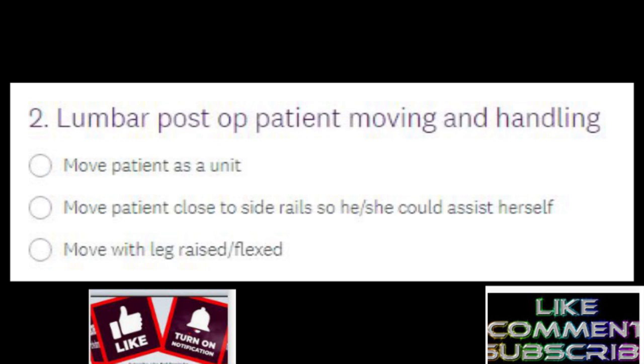Lumbar post-op patient moving and handling. Option A, move patient as a unit. Option B, move patient close to side rails so he or she could assist herself. And option C, move with leg raised or flexed position. So lumbar post-op patient moving and handling is going to be: move patient as a unit. Got it? You should always move patient as a unit.